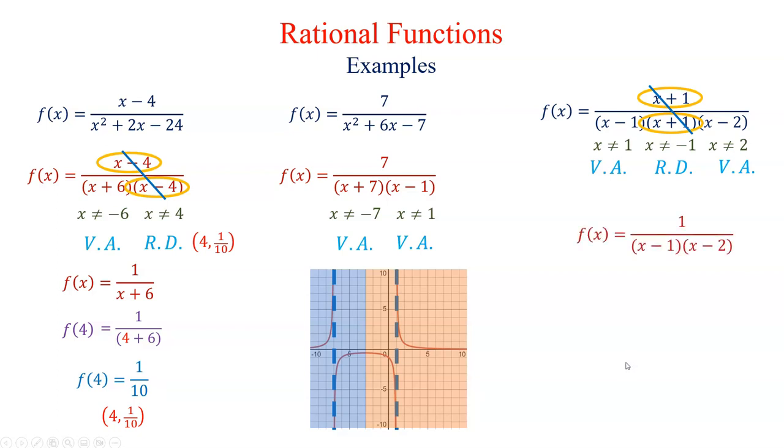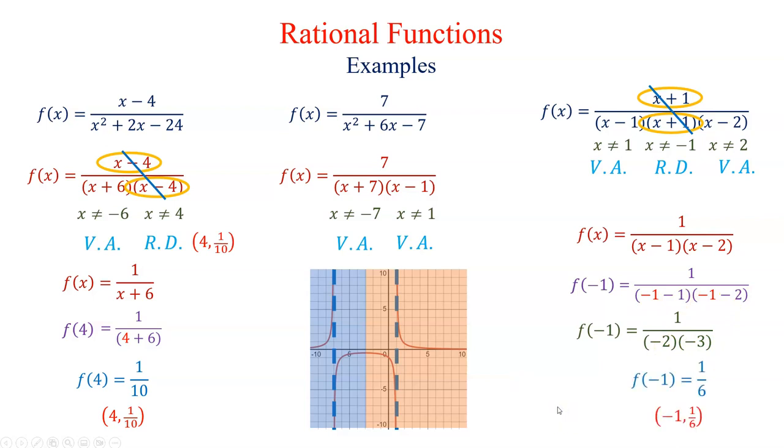So my simplified version still has the x - 1 and the x - 2. Find f(-1). Substitute -1 every place x is. Simplify. -1 minus 1 is -2. -1 minus 2 is -3. 1 over 6. So we have our ordered pair: (-1, 1/6) will be the coordinates for the removable discontinuity.